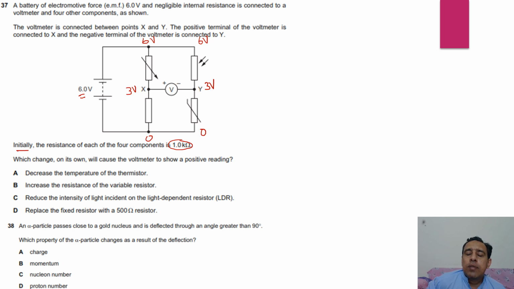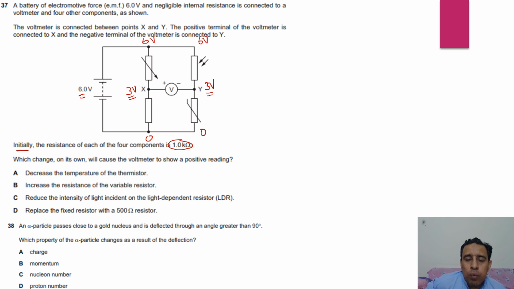So according to this arrangement, this voltmeter shows 0 value because the potential on both sides is the same. But in this condition, a change should cause the voltmeter to show a more positive reading. More positive means the voltage at X must be greater than the voltage at Y. If the voltage at X is greater, the reading is positive. So here we want to increase this voltage across this resistor. To increase this voltage, we have to increase the resistance.